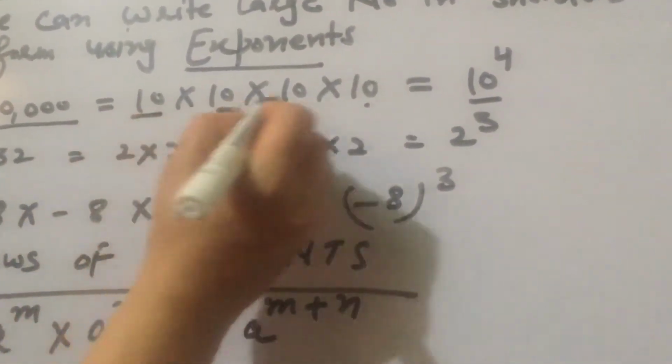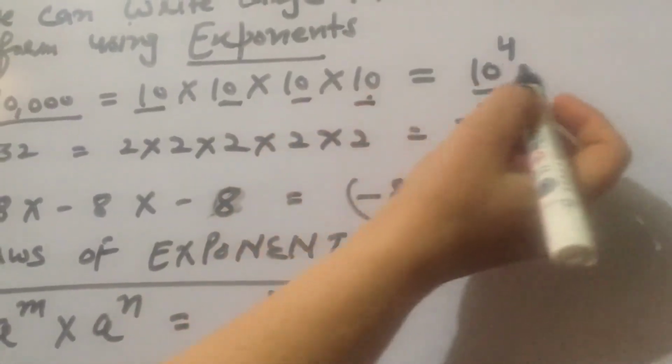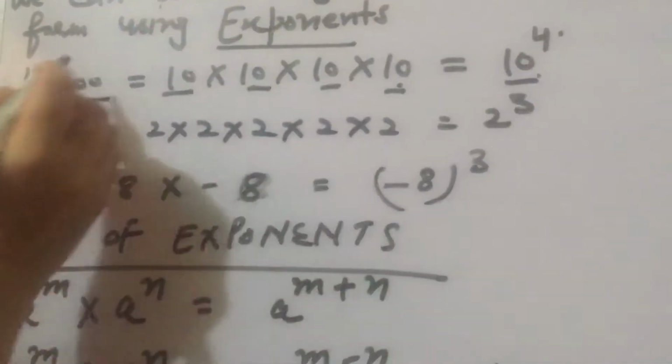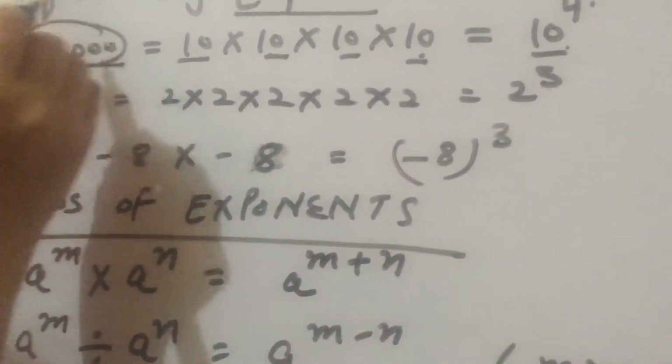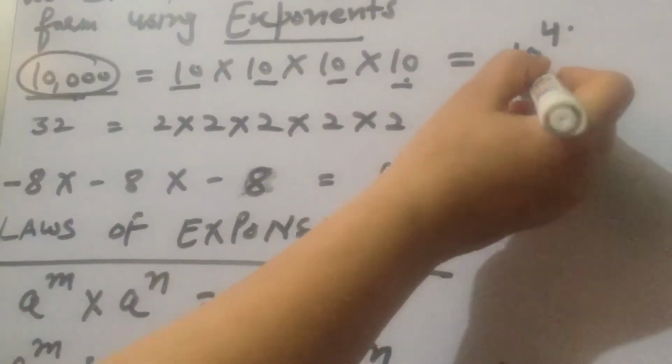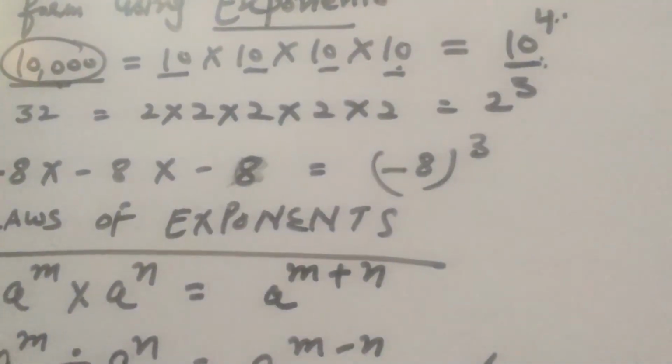So how many times is 10 here? 4 times. So we can write it as 10 raised to power 4. So 10,000 is a larger number. We can write a larger number using an exponent in short form as 10 raised to power 4.